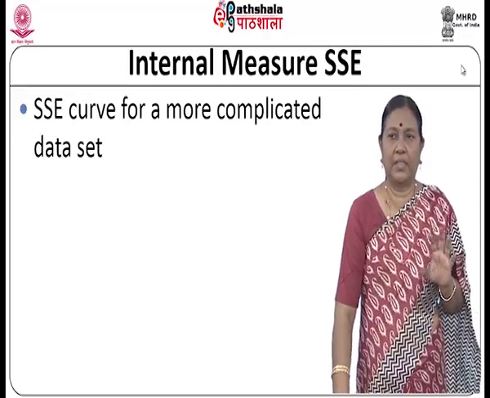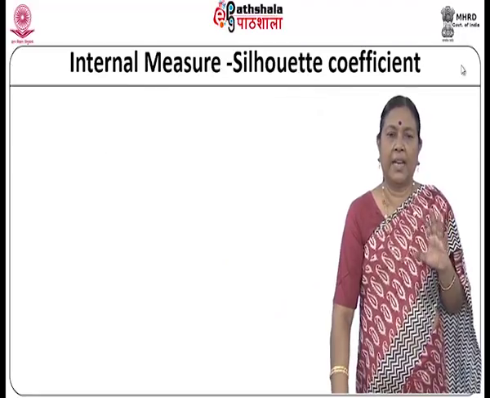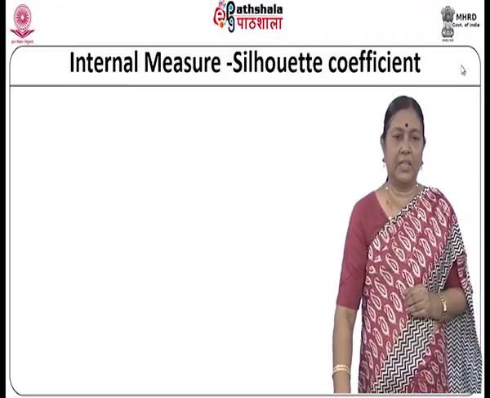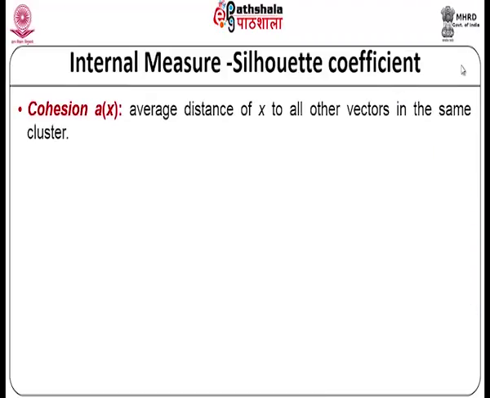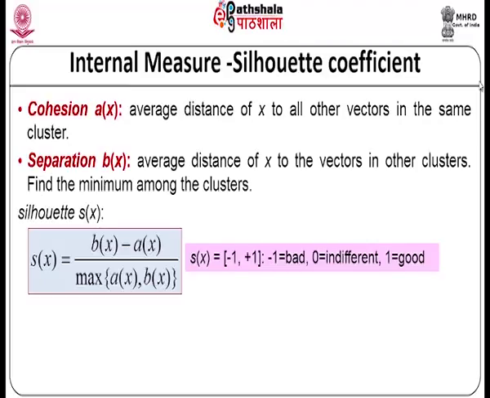Now, the SSE curve is for a more complicated data set, which could be of any type, any direction, and another internal measure that we are going to discuss is called the Silhouette coefficient. This is used to measure cohesion: A of x is the average distance of x to all other vectors in the same cluster. So, they are trying to find it between the data points, not between the data points and the cluster. Separation: B of x is the average distance of x to the vectors of other clusters. Find the minimum among the clusters. So, the Silhouette coefficient S of x is equal to B of x minus A of x divided by the maximum of A of x and B of x.